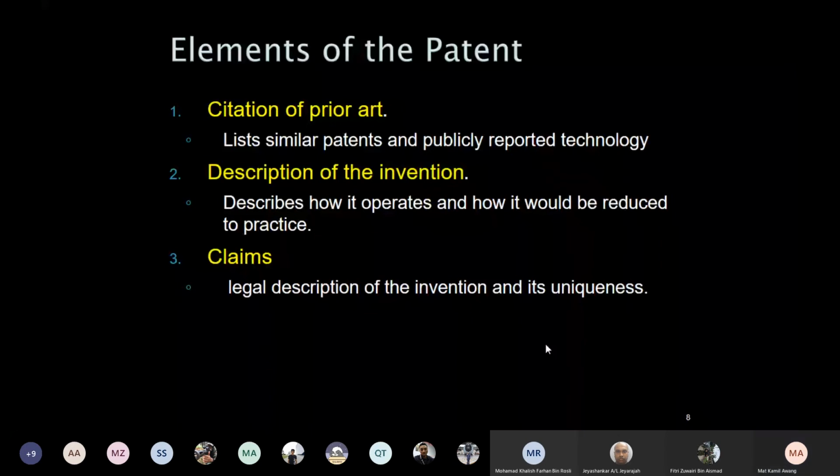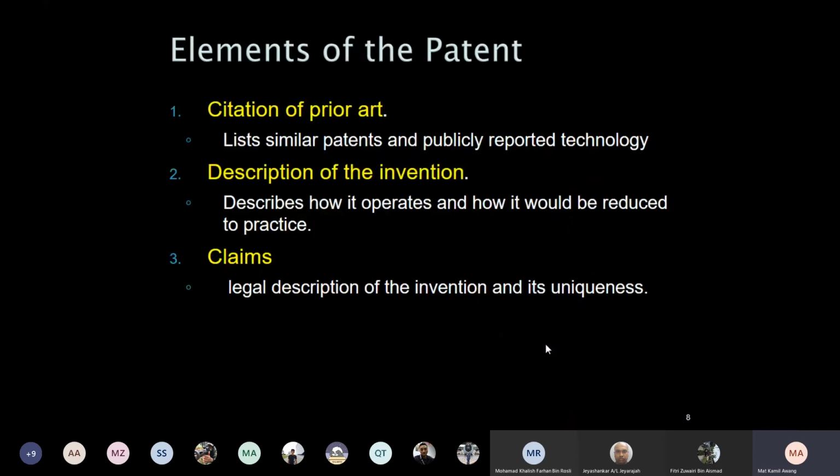The second element is the description of the invention. You have to describe how it operates and how it will be reduced to practice. So you have to disclose your invention. You cannot hide. If you hide, then it's not protected. So you have to tell what you have done, what your idea is all about, what your invention is all about.